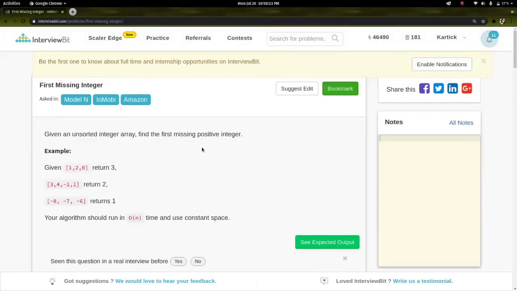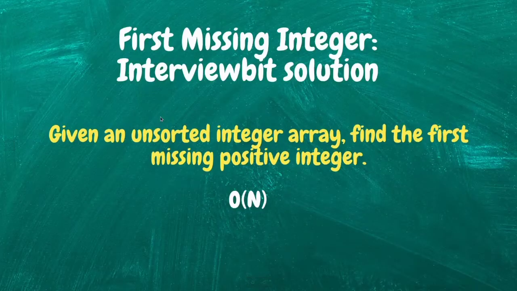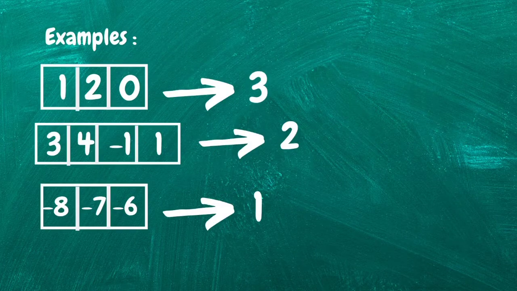This is the question of InterviewBit and its name is First Missing Integer. Let's take a look at the detailed explanation of the problem. Given an unsorted integer array, find the first missing positive integer in linear time. So here are some examples for better understanding.